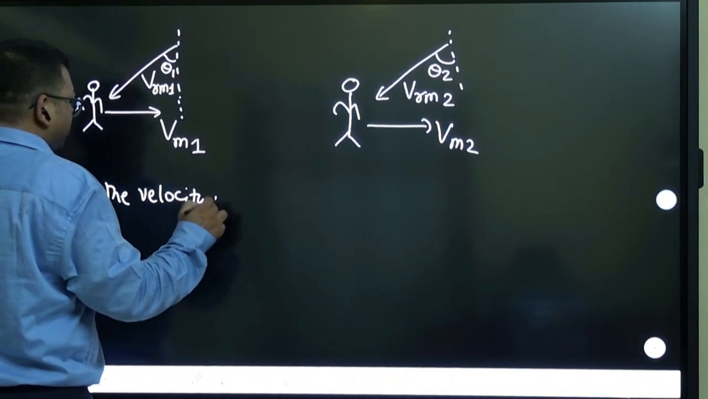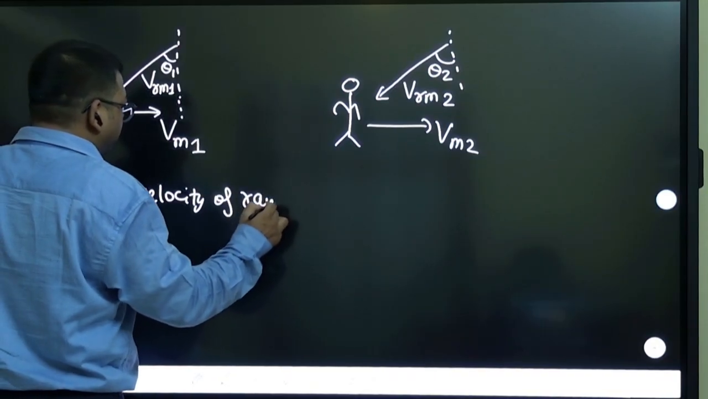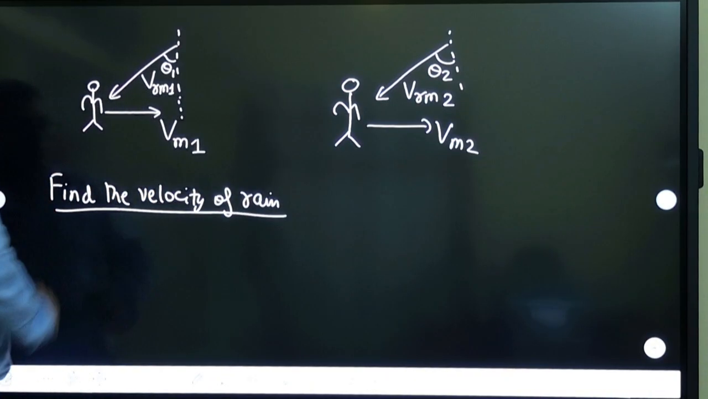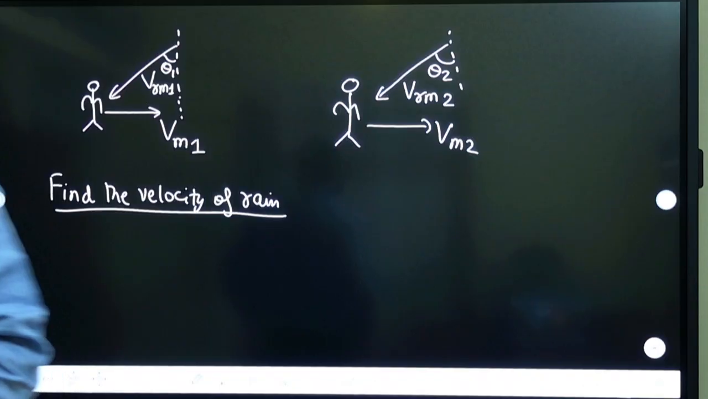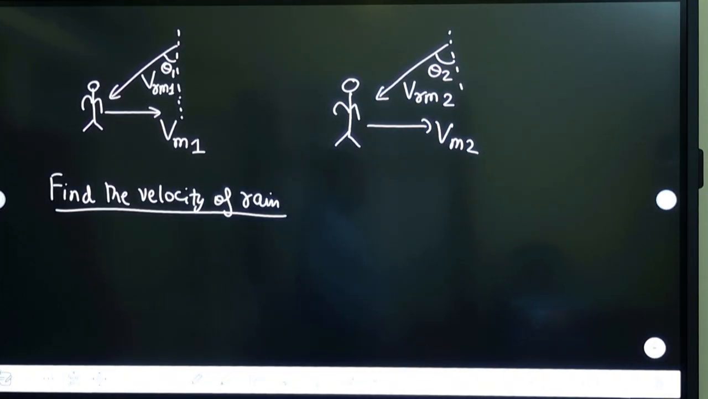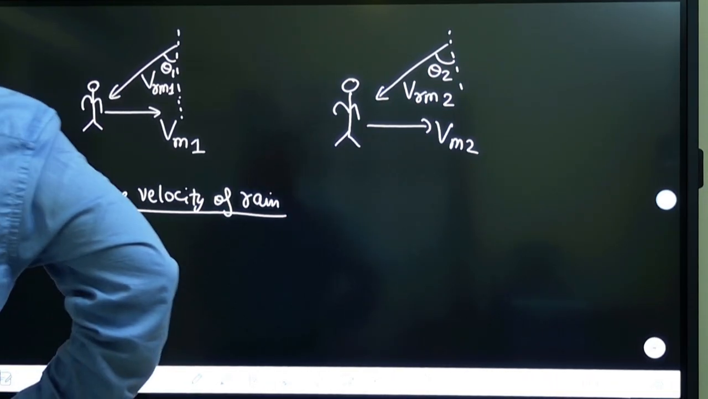Find the velocity of rain. This is the question. This is a very difficult and complicated question. But if you derive the formula for this, then you can just use that formula in your NEET. How do you do that?